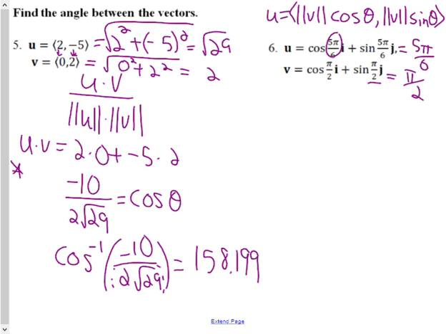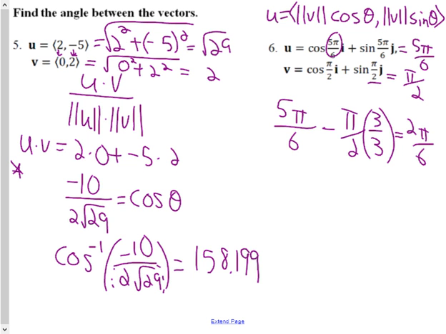So for the angle between them, instead of dealing with the dot product, we can just do 5 pi over 6 minus pi over 2. We need sixths. We get 5 pi minus 3 pi all over 6, which gives us 2 pi over 6, which is pi over 3. There's our answer. A little bit shorter that way than dealing with the dot product.